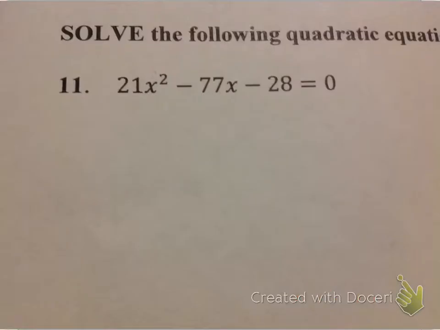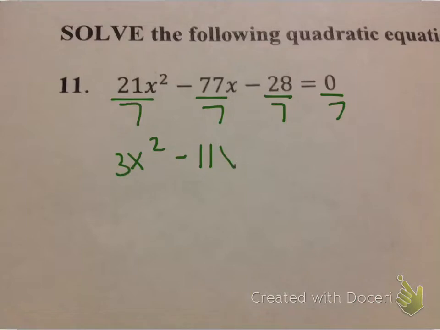Okay, a couple of problems of solving, and then this video will be over. First of all, I've got number 11. I picked number 11 because this one has a greatest common factor. These are all divisible by 7. Since it's equal to 0, if you wanted to just divide everything by 7, you could. So this would be 3x squared minus 11x minus 4.